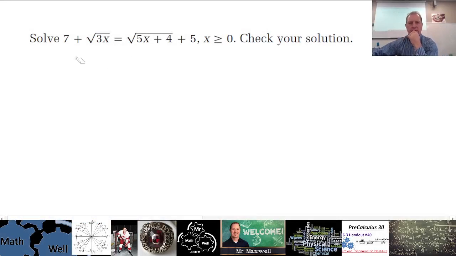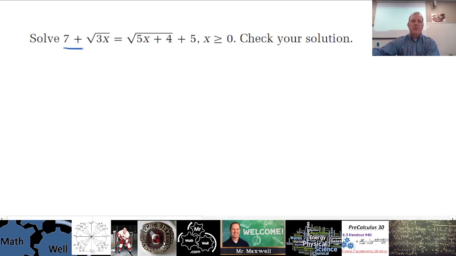All right, so this says solve this equation. This is a radical equation. We have variables underneath the root sign. So we also have two radicals, right, that both have x's under here. So this is a bit of a higher level one. I'll show you how to work this one out.